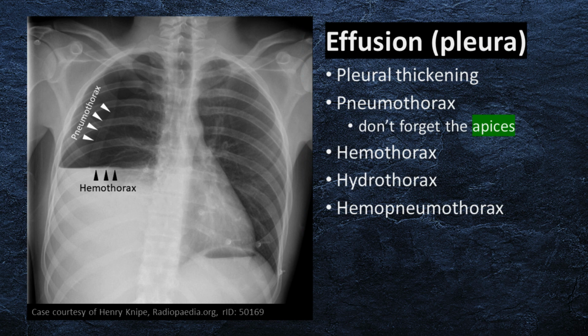E. Effusions, pleura. The pleura are not usually visible in healthy individuals. If the pleura are visible, it indicates the presence of pleural thickening, which is typically associated with mesothelioma. The absence of lung markings is suggestive of pneumothorax. Fluid or blood can accumulate in the pleural space, resulting in hydrothorax or hemothorax.